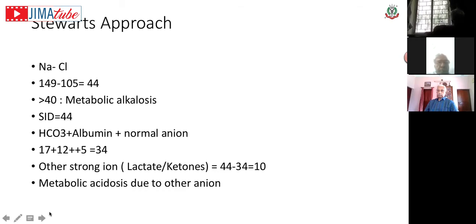So remember, another way of looking at and calculating a mixed acid-base disorder is to look at the sodium minus chloride difference. More than 40 is metabolic alkalosis, less than 40 is metabolic acidosis, and whatever number you get, you have to explain that number by bicarb and albumin. And then you have to decide if there is some other hidden ion difference. So these are the few examples that I have told you and we have interacted.